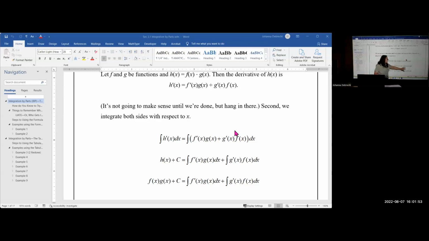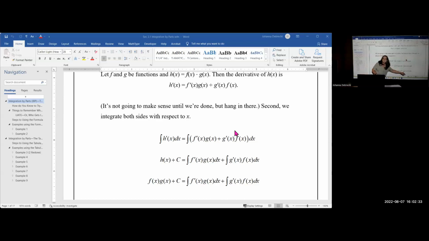And then on the right side, what I've done is split the integral of a sum into the sum of two integrals. Now, we know that we can split integrals across addition and subtraction. Never, ever, ever split an integral across multiplication or division. It doesn't work. Okay, so now what do we have? Well, what is h of x? Remember way up here, we defined h of x to be f of x times g of x. So we're going to replace h of x with f of x times g of x plus c.